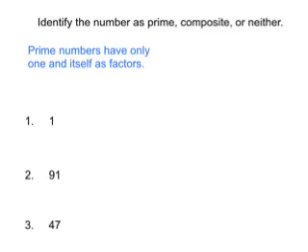Okay, number 1. Identify the number as prime, composite, or neither. So first we need to know something about prime numbers. Prime numbers have only 1 and itself as factors. So, for instance, 2 is a prime number because it only has 1 and itself. I know it's an even number. All the other even numbers that are higher than 2 are composites, but 2 is a prime number.